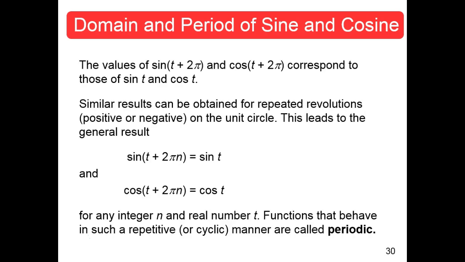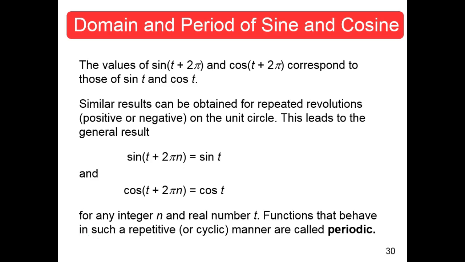Okay? All right. The values of sine of t plus 2 pi and cosine of t plus 2 pi correspond to sine of t and cosine of t, because you're at the same point on the unit circle when you're at t or t plus 2 pi. You're right back at the same place. So the sine and cosine values, because it's the same ordered pair there, they're the same values. Similar results would be repeated revolution, positive or negative. Every time you go around, you're adding or subtracting another 2 pi.